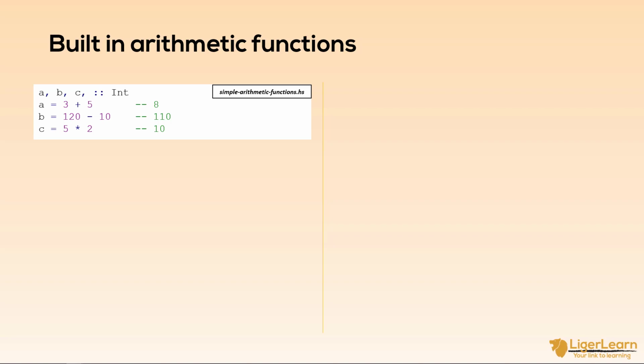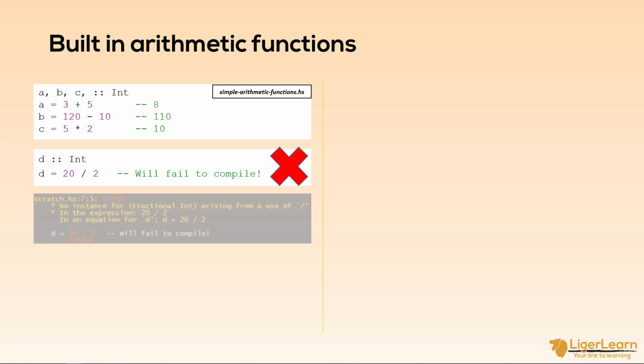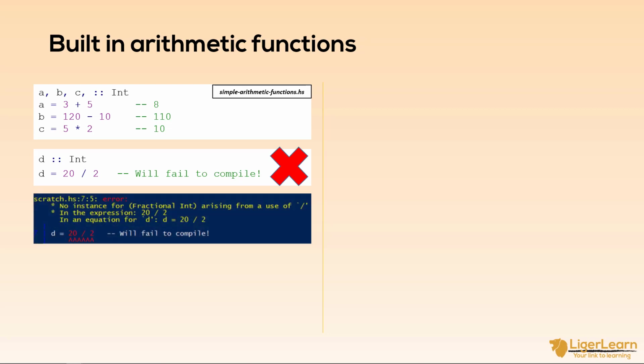Now let's look at division. Consider this simple example where we declare d to be an int equal to 20 divided by 2. Now in our head, we know it should equal a whole number, 10. This will fail to compile with an error message, which you will more than likely not understand at all at this point. Let's take a look at this error message.